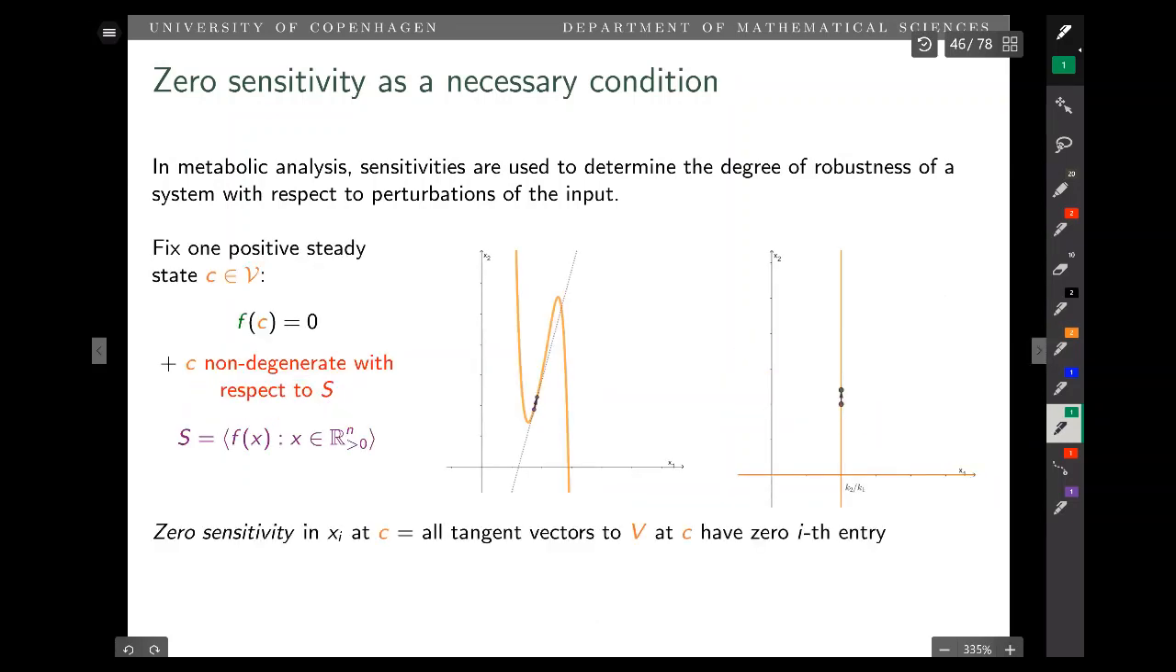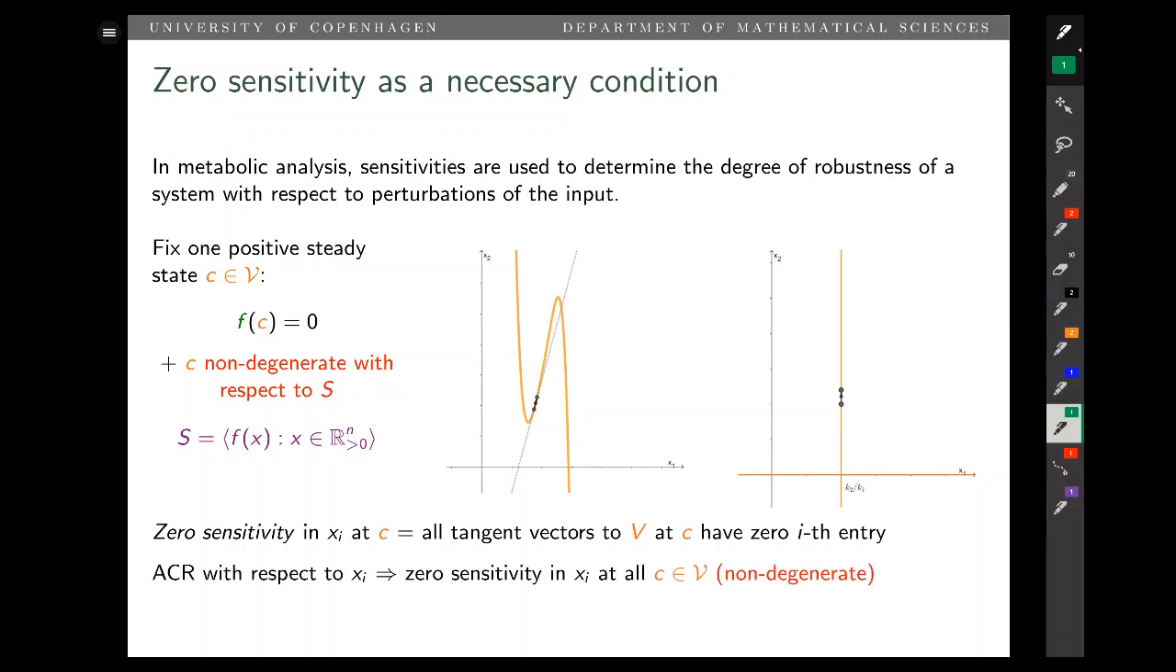Okay, so coming back to the zero sensitivity, I was saying that the sensitivity at a certain point being 0 means that no matter which perturbation I perform, when I reach a new steady state, the value of xi is again the same. So a perturbation, I mean a small movement. I would show more examples so that this becomes clear.